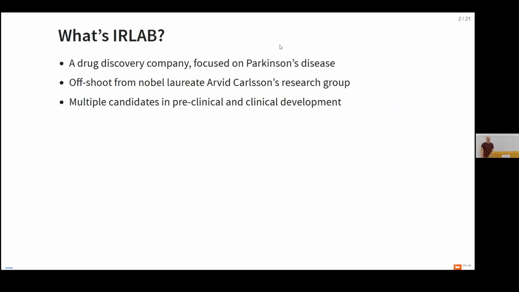Okay, so what's IRLAB? It's a relatively small drug discovery company. We're about 30 people, and we're focused on developing treatments for Parkinson's disease or different symptoms of Parkinson's disease. The company is an offshoot from the research group of Erik Werner, the discoverer of dopamine's function in the brain. And we have multiple drug candidates in preclinical and clinical development. Clinical development means testing in humans, and preclinical is everything you have to do before you're allowed to test in humans.